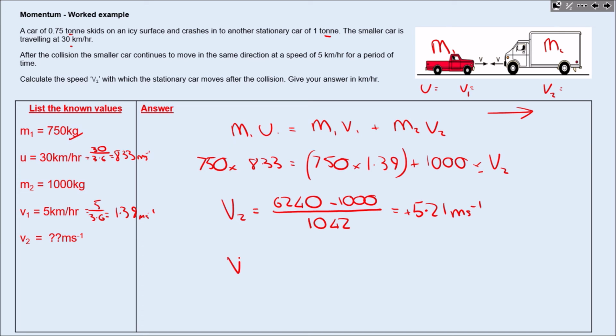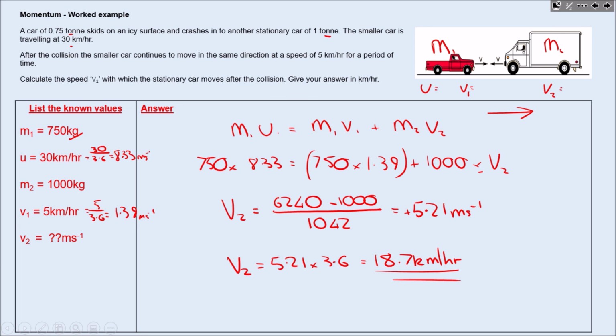But to get our final answer here, V2 is equal to 5.21 multiplied by 3.6 this time, because dividing by 3.6 goes from kilometers an hour to meters per second, and if we go the other way, we've got 5.21 times 3.6, so we've got 18.7 kilometers an hour. So that's the maximum velocity as that object crashes into another. Now we know eventually that they would lose velocity, they decelerate and come to a halt, but the highest velocity in that case is 18.7 kilometers an hour.